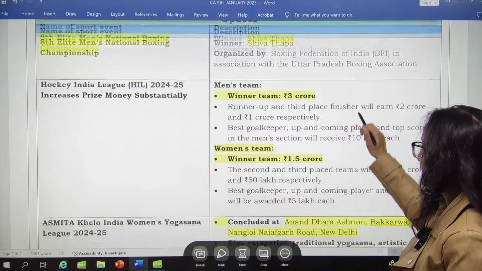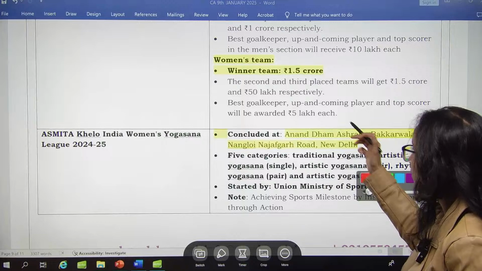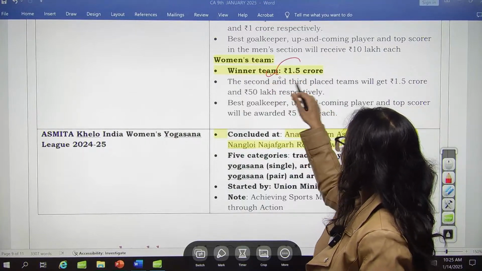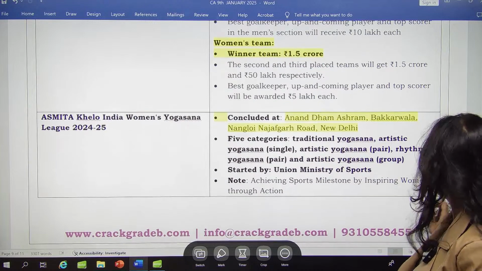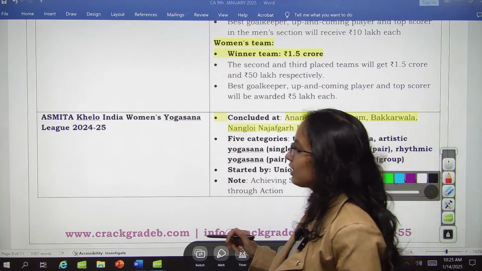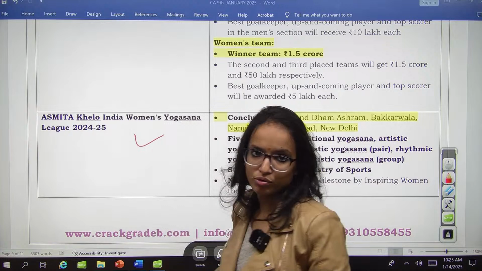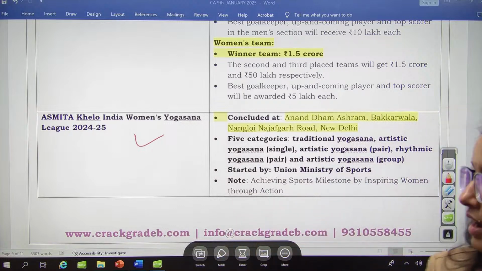For the women's team it is 1.5 crore. The winner in the women's team will fetch 1.5 crores. Okay, remember. Then the next one is Asmita Khelo India Women's Yogasana League 2024-25. Asmita Khelo India Women's Yogasana League.